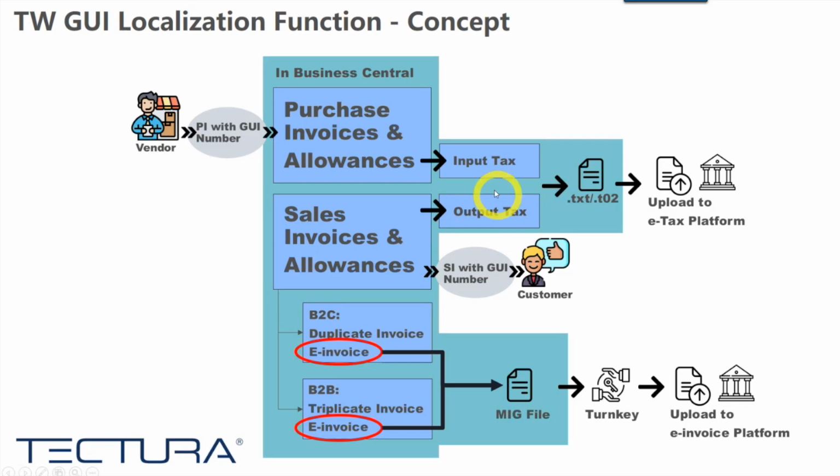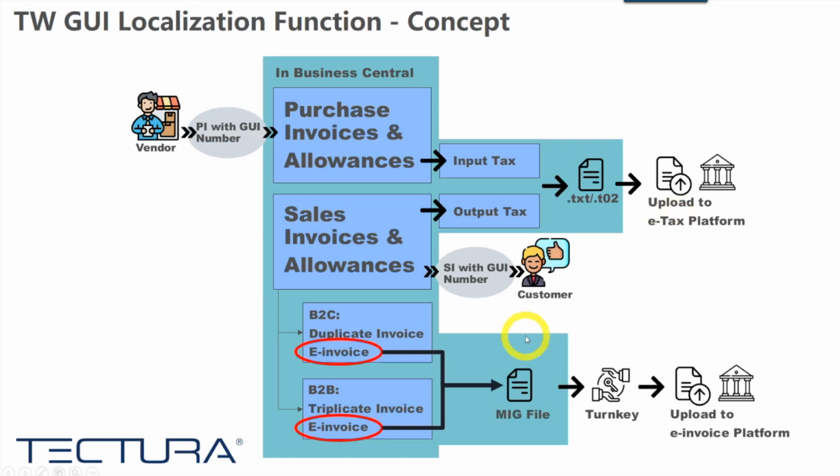For the input and output tax, Business Central will be able to generate a text file. You can see here is a text file. We call it media list. We can upload this media list to the e-tax platform for the filing purpose instead of filing manually, so it actually saves time.